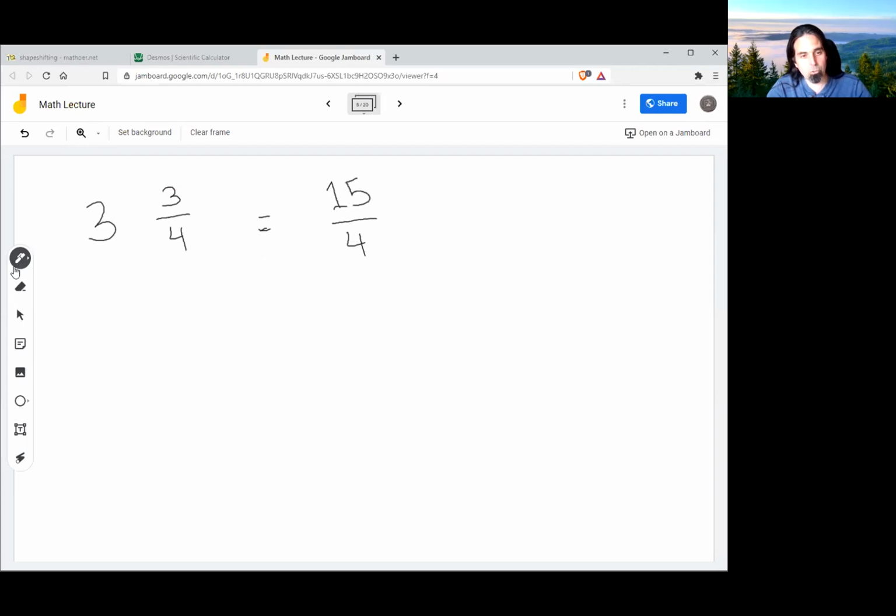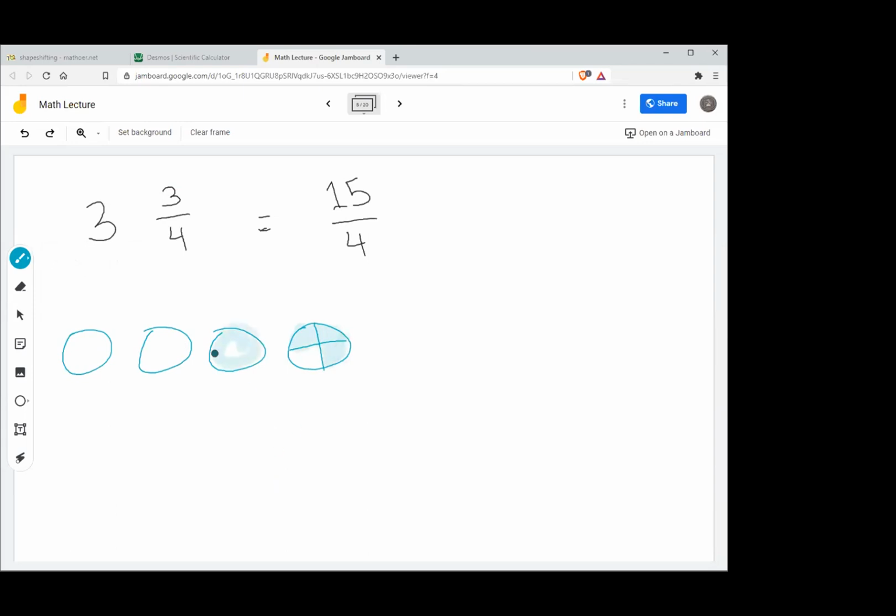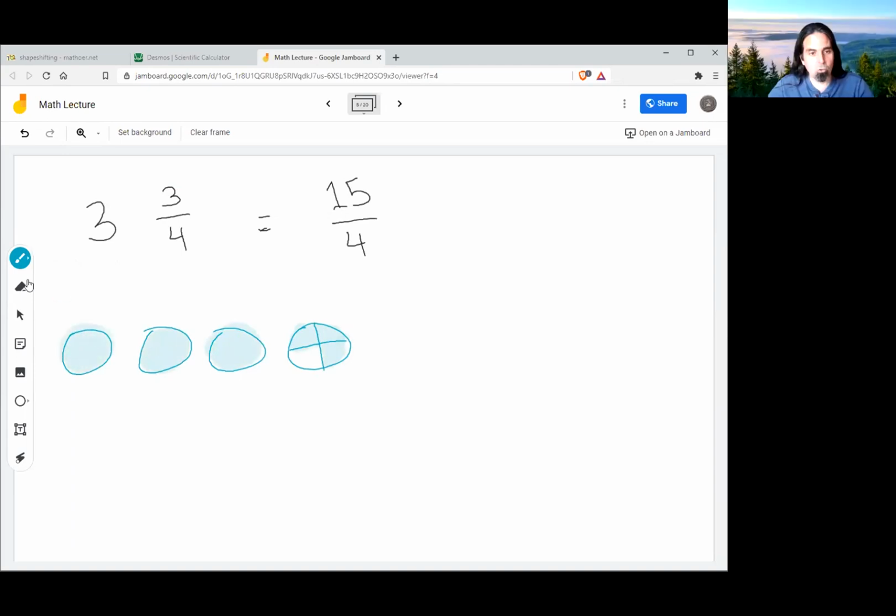If I draw it, I should get the same thing. I have 3 wholes. I have another pie that I have chopped up into quarters. I have 3/4 shaded. And then I also have all of the 3 pies. How many quarters are there total? I have 4, 8, 12. That was the 3 times 4. And then I have the plus 3 from up there.